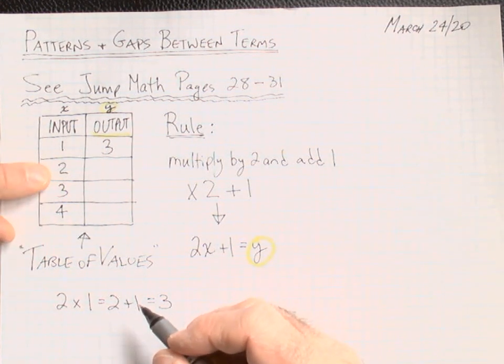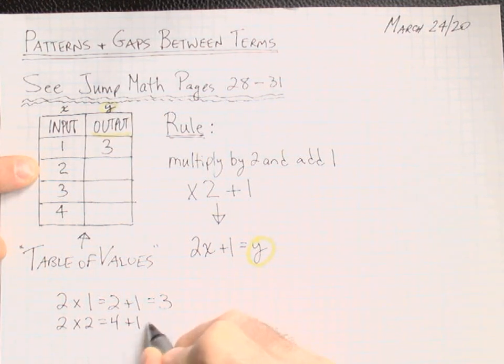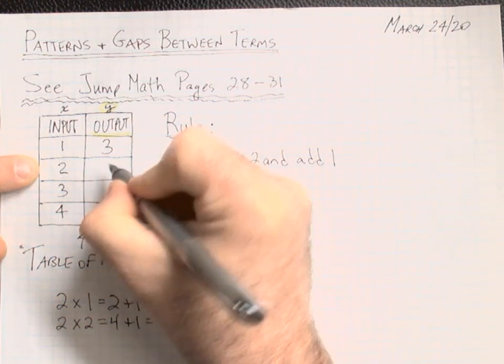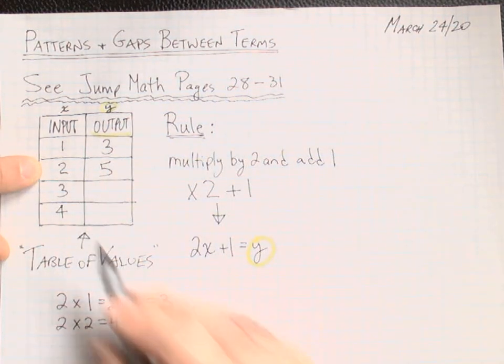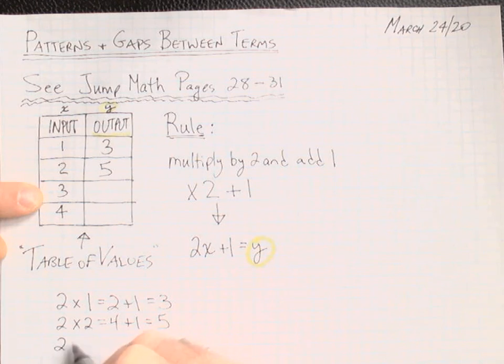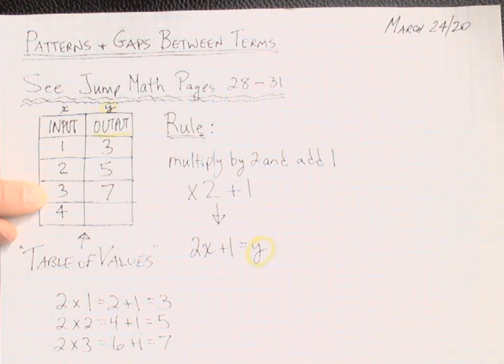If we take our second input, which is 2, and we take 2 times 2, that's going to be equal to 4, plus 1 is 5, which gives us a different output value. And if we go down to our third one, 3 times 2 is 6. We're going to add 1 to it, and that equals 7.